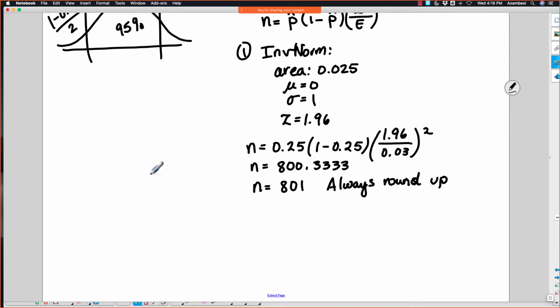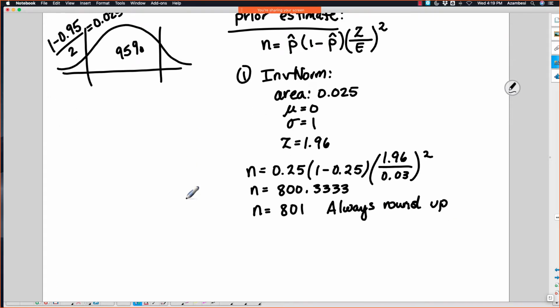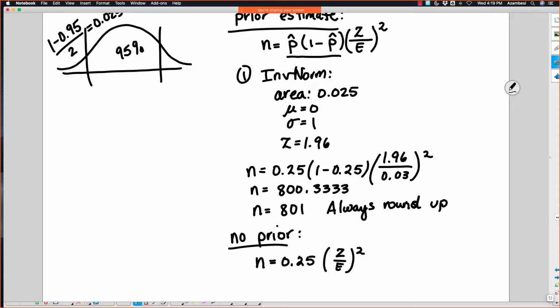Now, the only difference between having a prior estimate and not having a prior estimate is that, with no prior, what we do is we eliminate this front portion and replace it with 0.25. So n is equal to 0.25 times the z over e squared. So it is really the same calculation, and we replace it with 0.25 because we're using a p-value of 0.5. But those are the replacement values there.